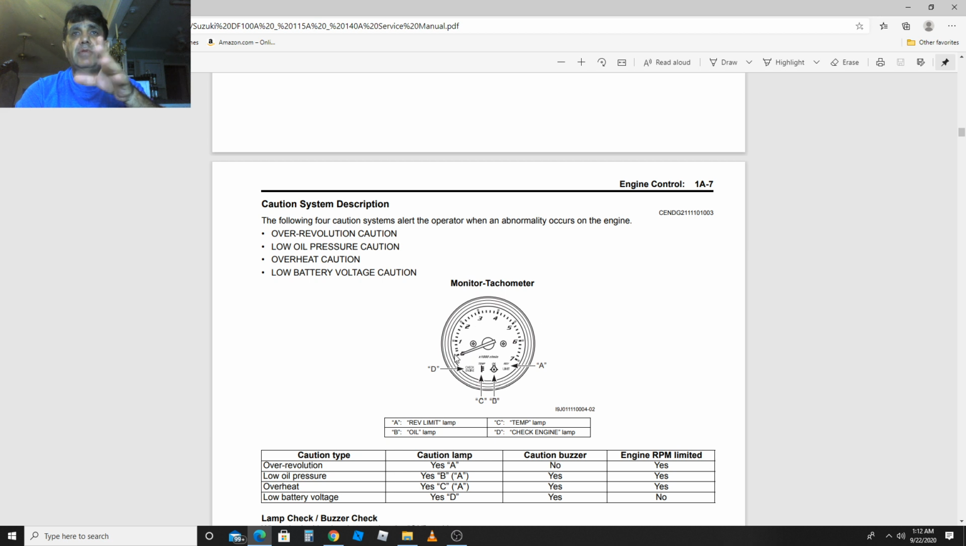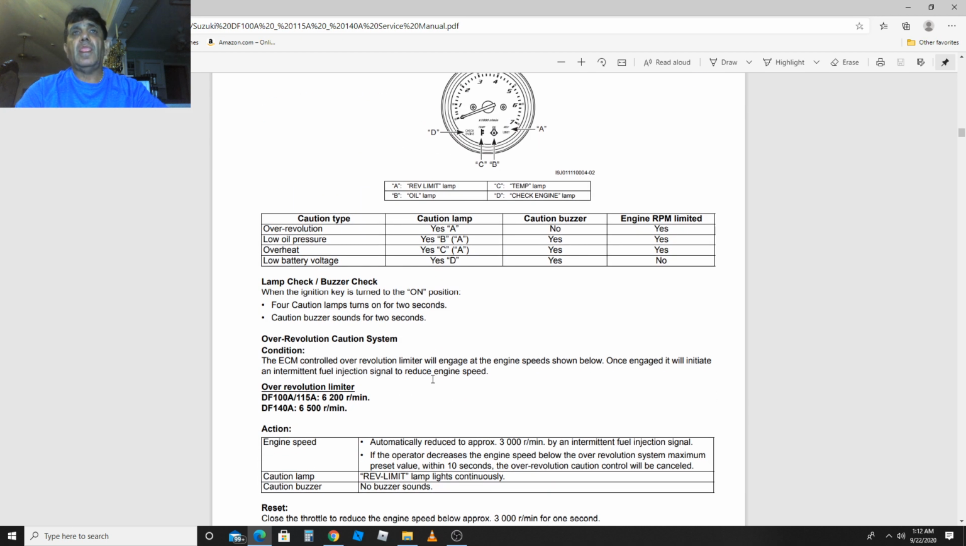If you happen to have a tachometer right here, it says tachometer. You have a check engine right here. You have the temperature right here. You have oil and over limit. And these are indicated on your tachometer, for the chart, as an A, B, C, or D. When something bad happens to your engine, like it has no oil or low oil, your engine will drop to 3,000 RPM and buzzers go off.